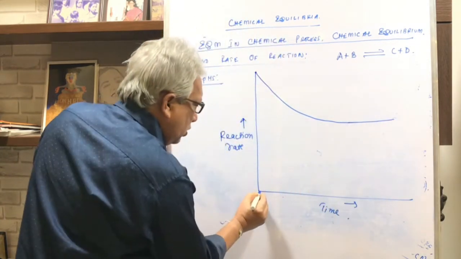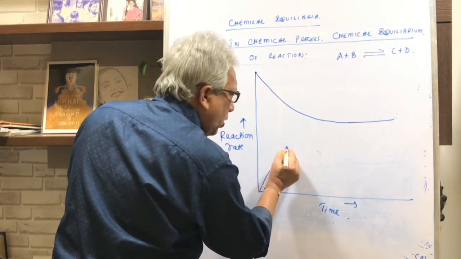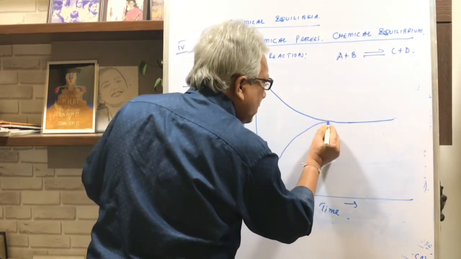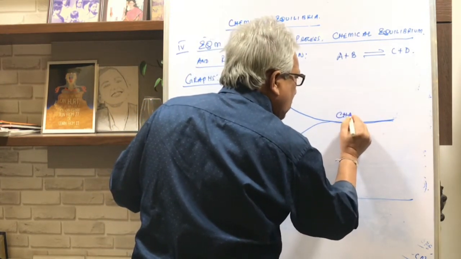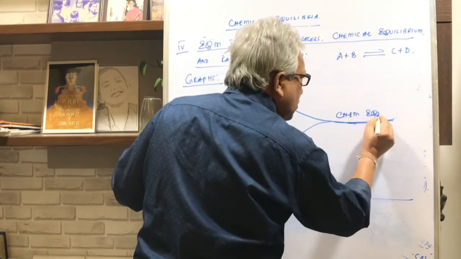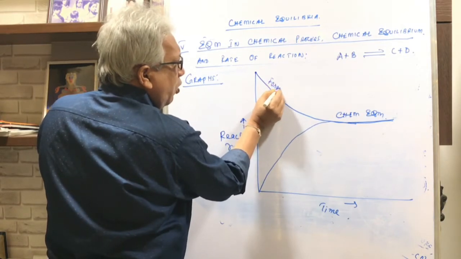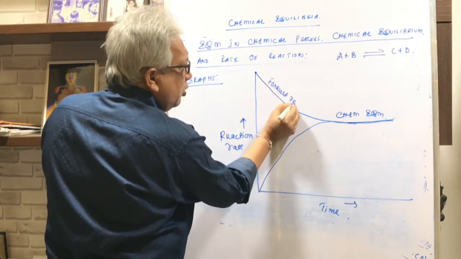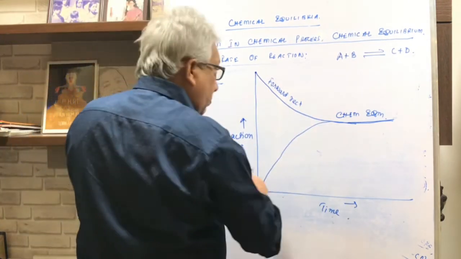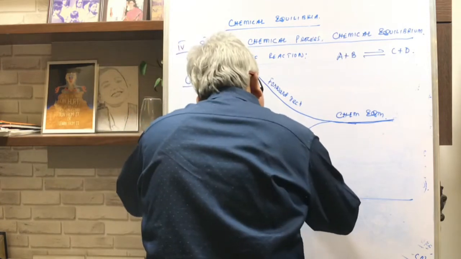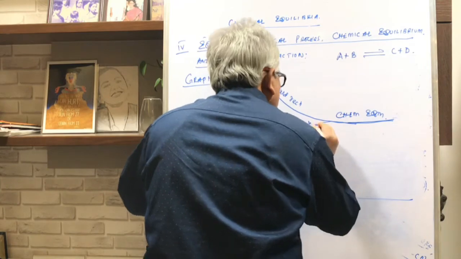The rate of backward reaction will go on increasing, because the concentration of product goes on increasing, and ultimately it will become constant. At this stage the chemical equilibrium is achieved. But before that, this is the situation of the rate of forward reaction, which has gone on decreasing, and this is the situation of the rate of backward reaction, which has gone on increasing. Is that clear to you, children?